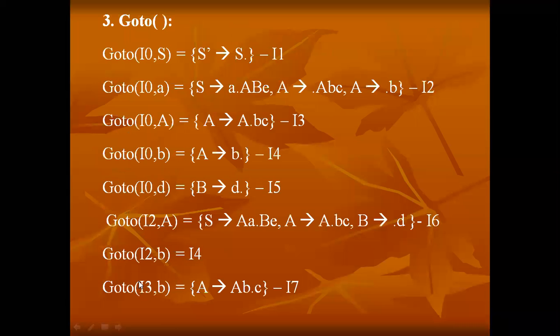Now I am checking the other items. And see here, the I1 is also completed. Why? Because there is nothing to process, since after dot nothing is there to call. So I need not do any goto function for the I1, and this rule is completed. And now I am checking the I2 rule.